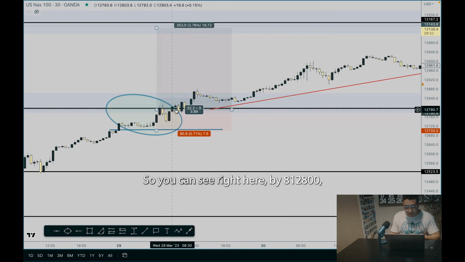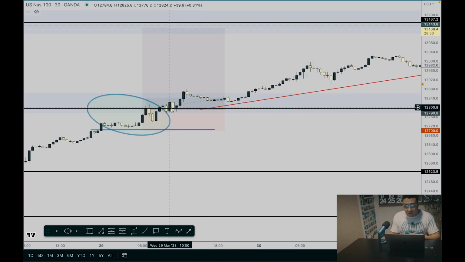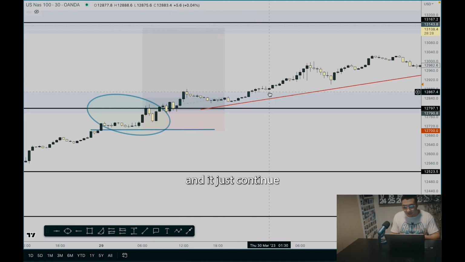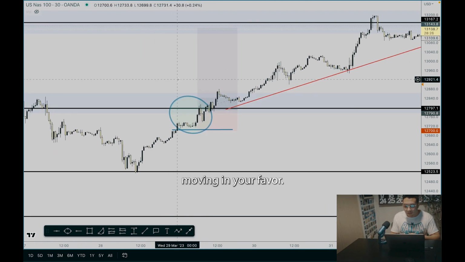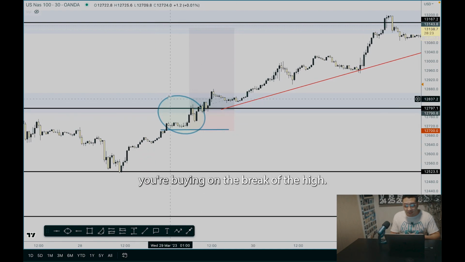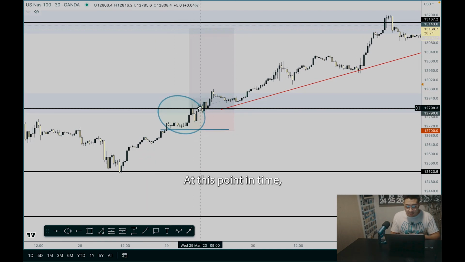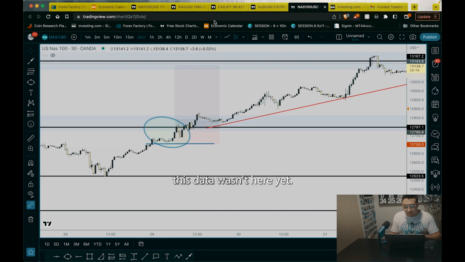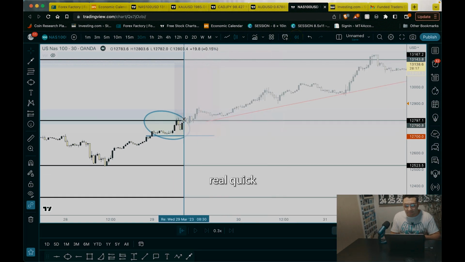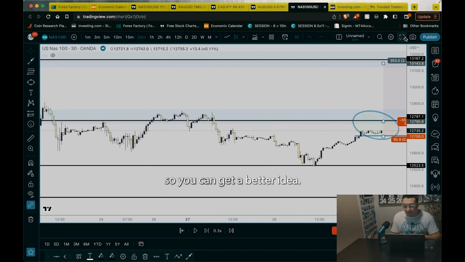Okay, so you can see right here, buying at 12800, you would have had virtually no drawdown, and it just continued moving in your favor. So breakout trades, you're buying on the break of the high. At this point in time, this data wasn't here yet. So let's use the bar replay mode real quick so you can get a better idea.